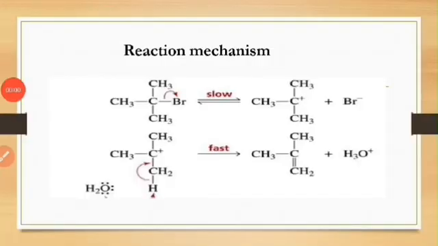Next, the E1 mechanism involves two steps. The first step is the ionization of the alkyl halide to form the carbocation and halide ion. And the second step is that the carbocation loses a hydrogen and there is formation of the alkene.